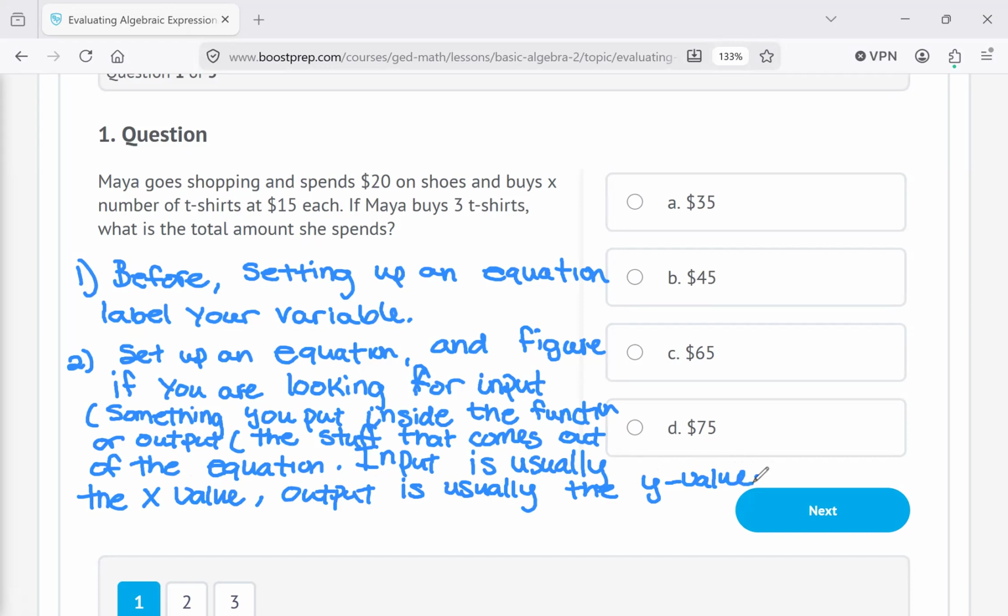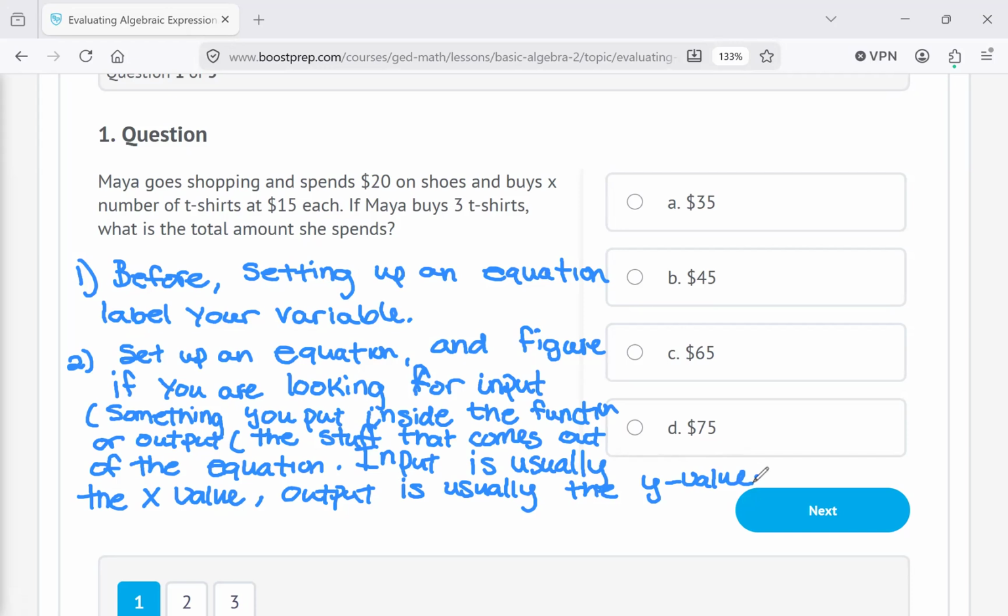So let's go over the first two rules. Before you set up an equation, you've got to label your variables. You can use any letters you like. For example, if you're dealing with shoes and boots, X could be shoes, Y could be boots, or S for shoes and B for boots. It's really up to you. You can be very creative.